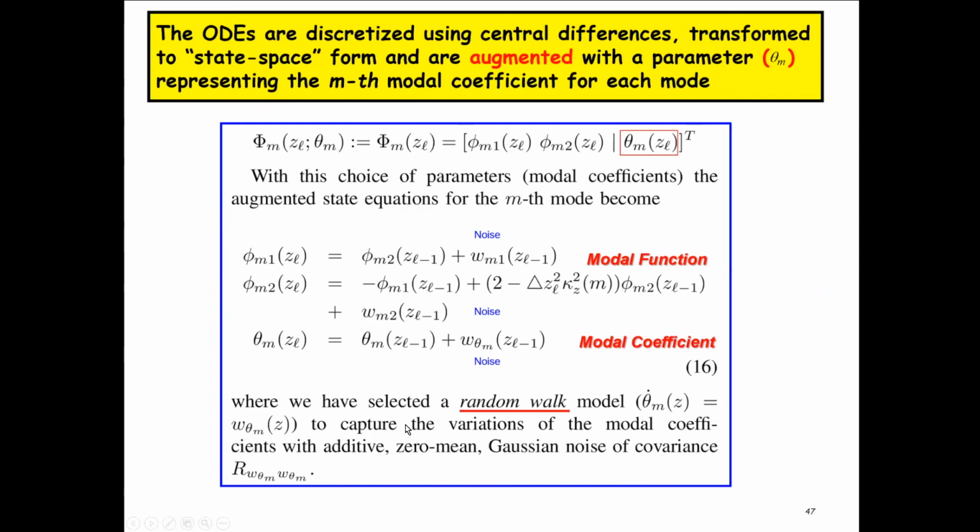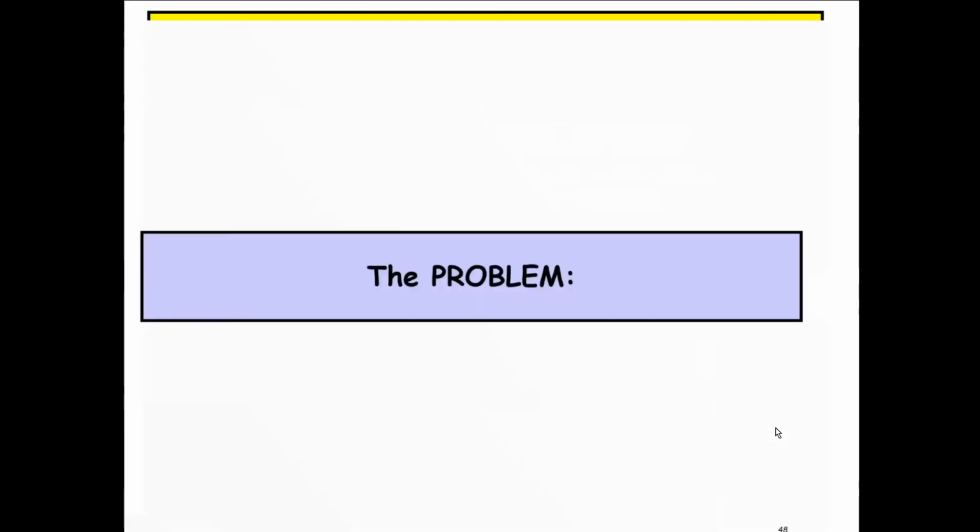The way this works is, as we walk down the array, remember we're sequential, as we walk in depth along the array, Z is the depth, we update the estimates of the modes, and then we estimate the modal coefficients. So it's handling a non-stationary process that's time varying, or depth varying, because the modal coefficients are changing.